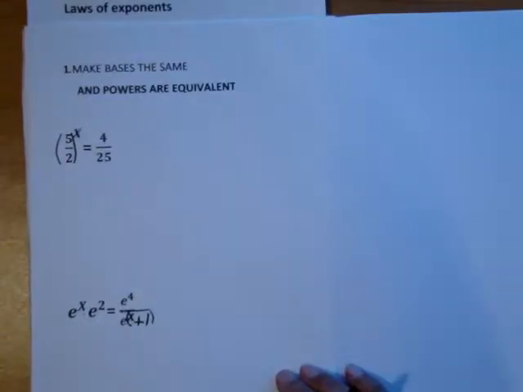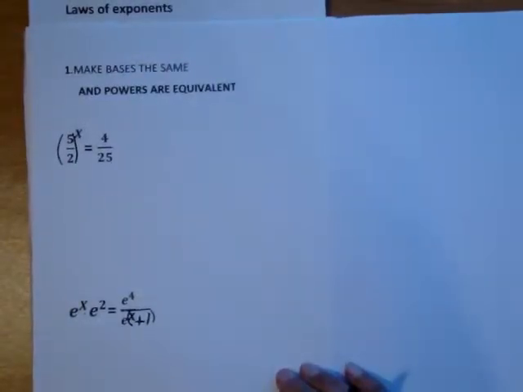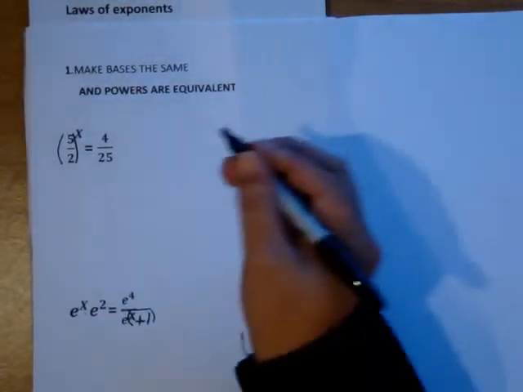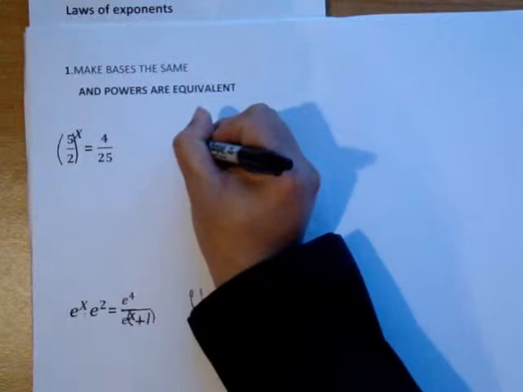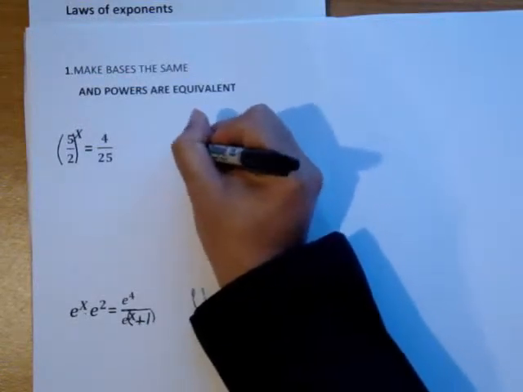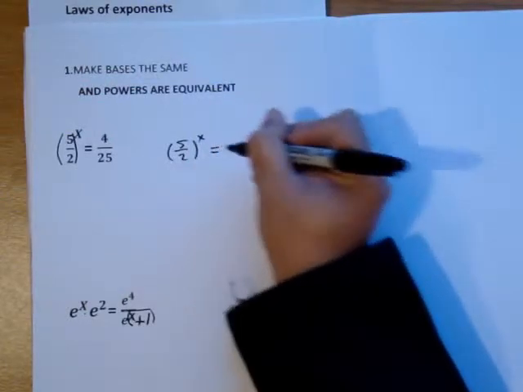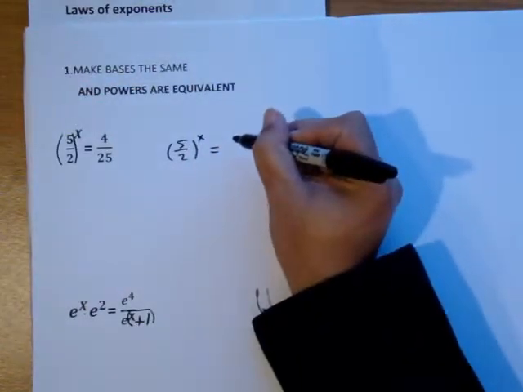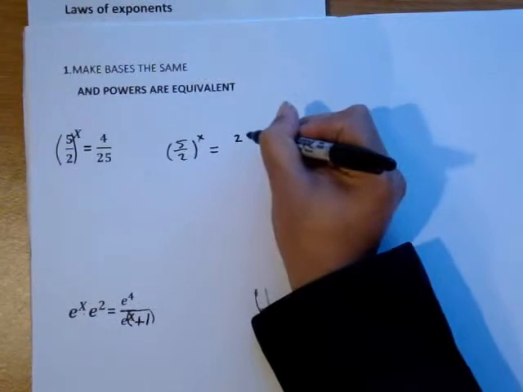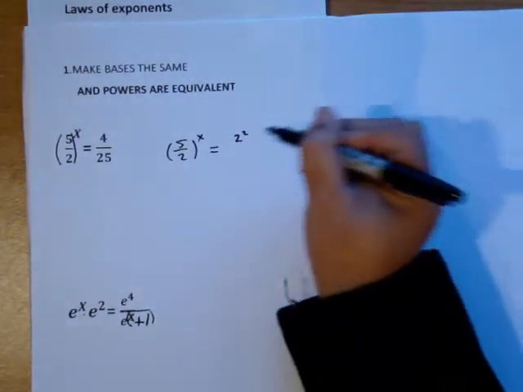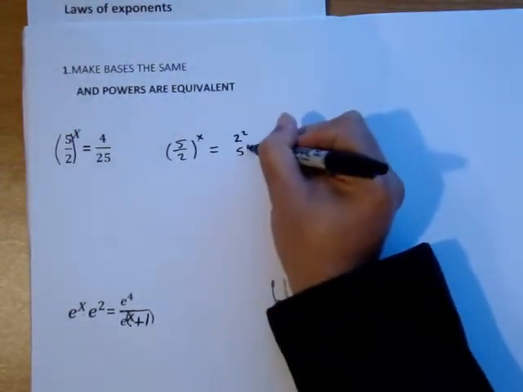Try to make the bases the same, so we can see that this then becomes 5 over 2 to the power x. 4 is 2 squared, and 25 is 5 squared.